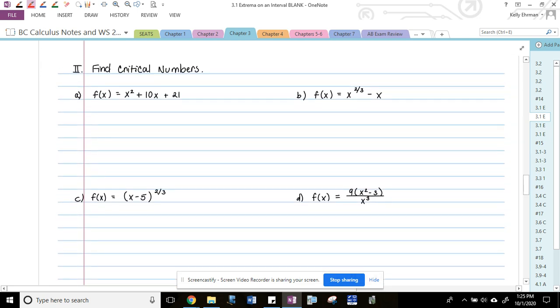So let's just practice finding critical numbers. All right, so we just said critical numbers are where the derivative is either equal to 0 or undefined. So the first thing you should do is find the derivative. And then you're going to set it equal to 0 and solve. And if possible, examine where the derivative is undefined.